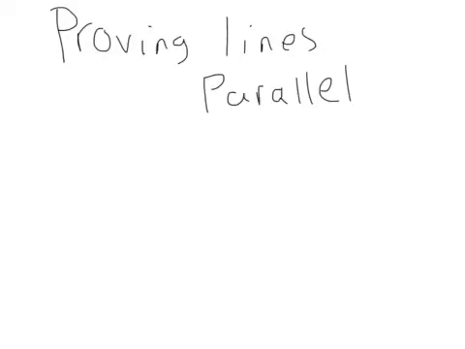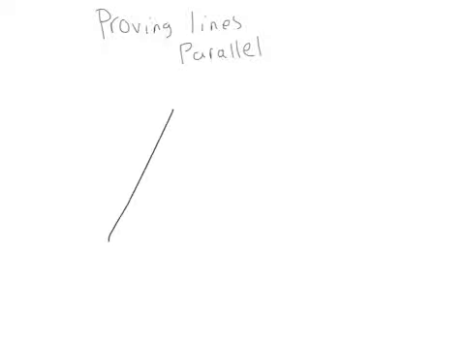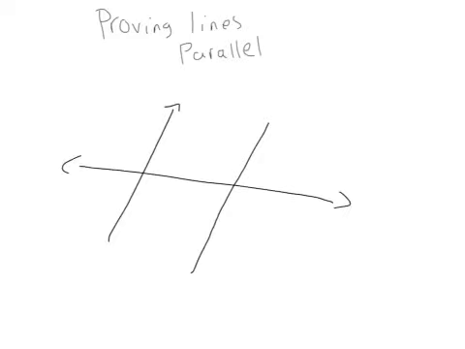Alright, we're going to be working on proving lines parallel, and we're just going to be using the same pieces of information that we have been using in regards to different types of angles. So what have we got? We've got our corresponding angles, alternate interior, alternate exterior, vertical angles, things like that. So the type of problems you might see is what value of x will make lines L and M parallel.